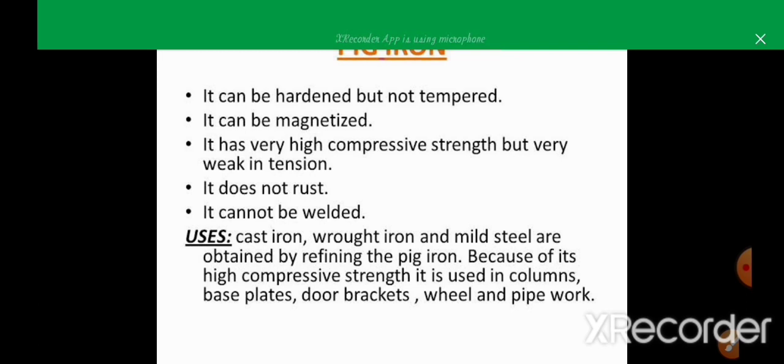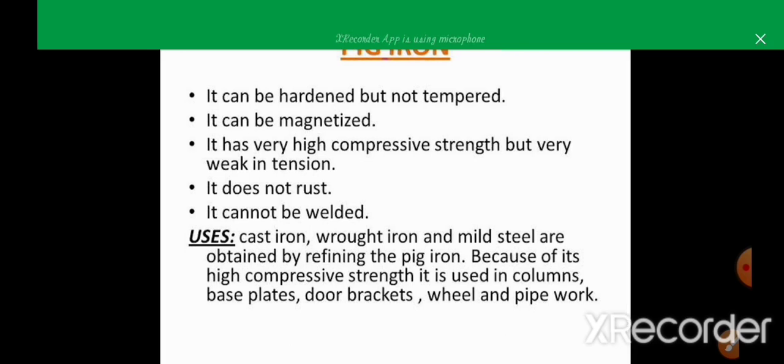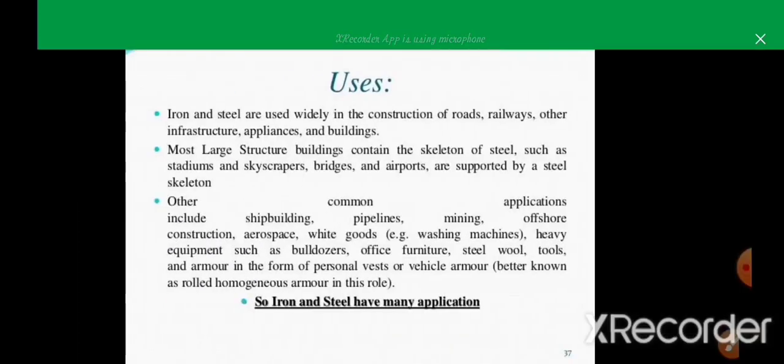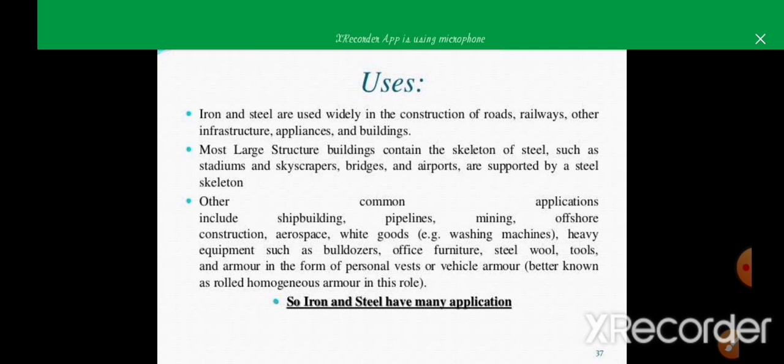Cast iron is used for making pipes, plates, railings, wheels and so on. Next, we go to uses of steel. It is used for making TV towers, bridges, alloys, buildings, machinery and airports. Some other uses are also given here, such as mining and ship building. So many uses are there for steel.